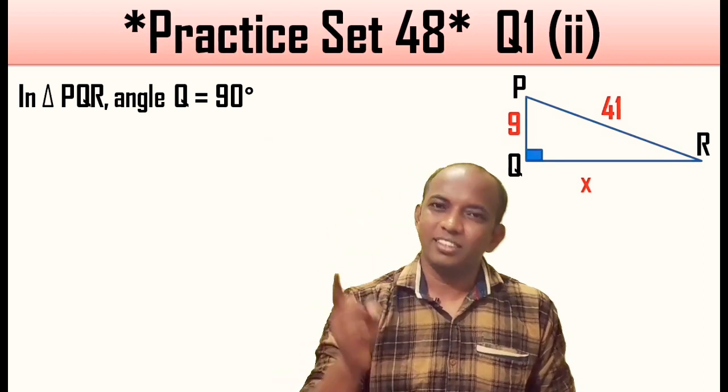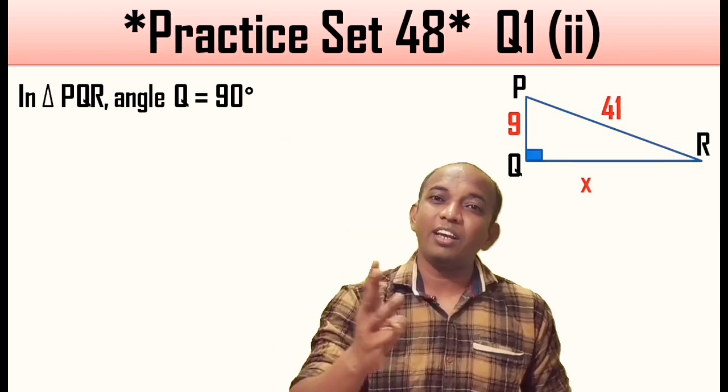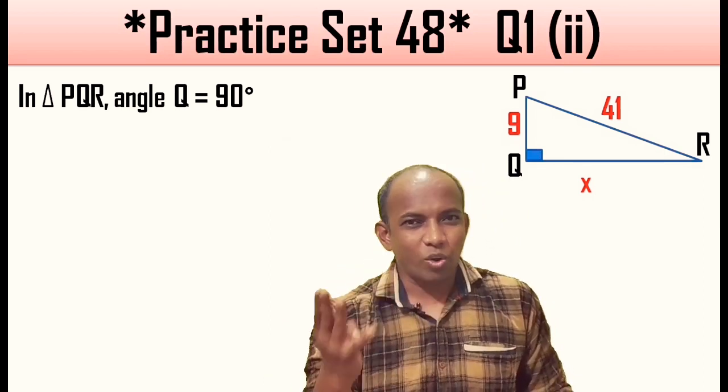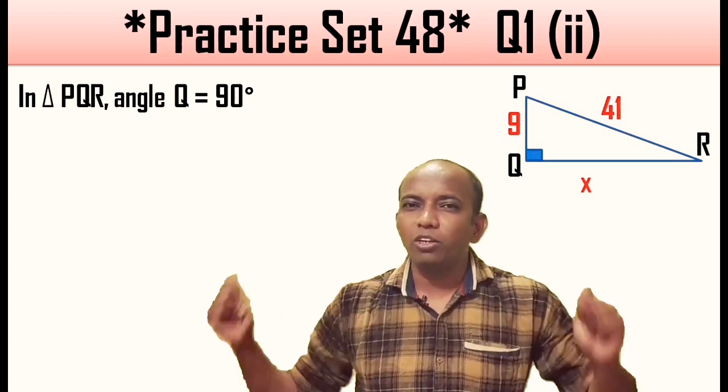First step, write the formula. Second step, substitute the value. Third step, find the square. Fourth step, after squaring whichever numbers you get, you have to subtract them. Okay, so let's move on.